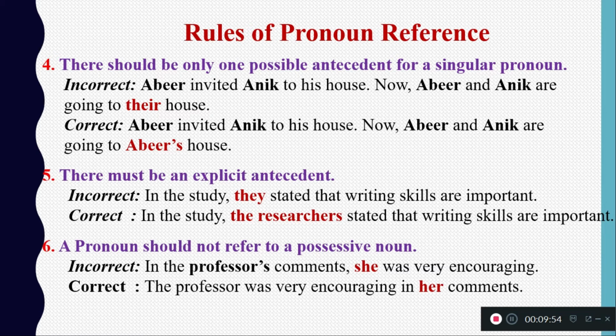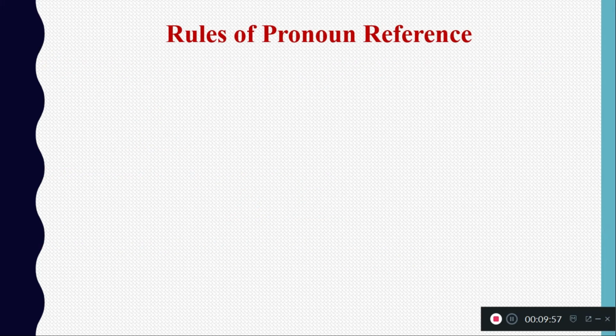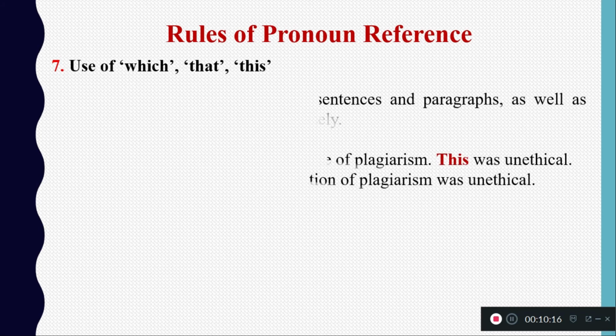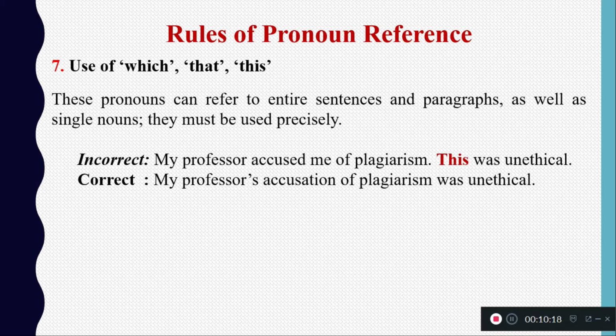Next, the pronouns which, that, and these can refer to entire sentences and paragraphs as well as a single noun, so they must be used precisely. Carefully look at the example. I hope you understand.